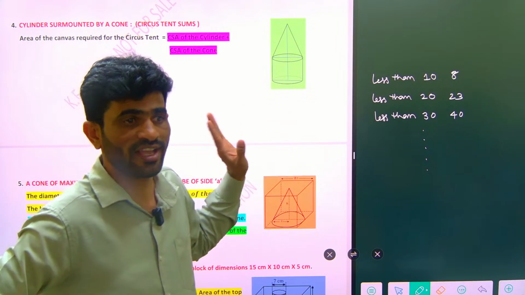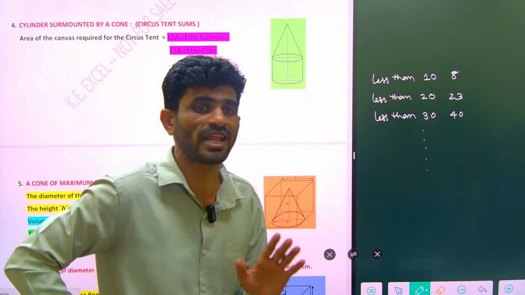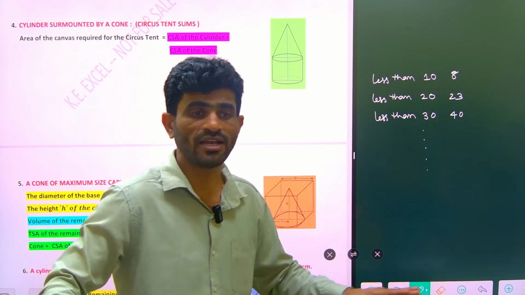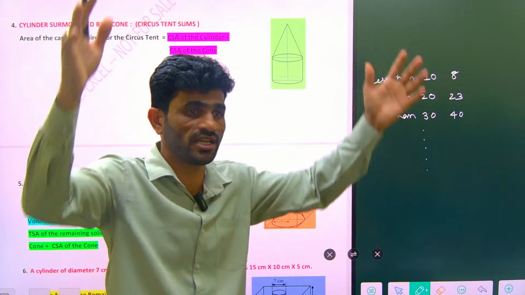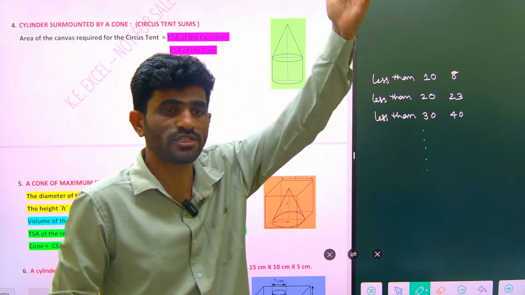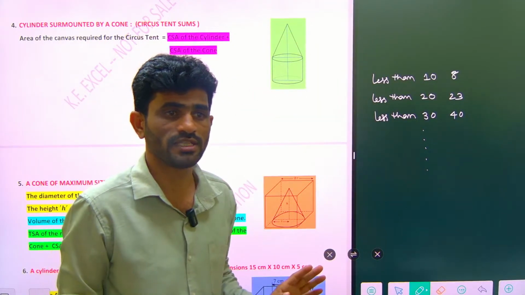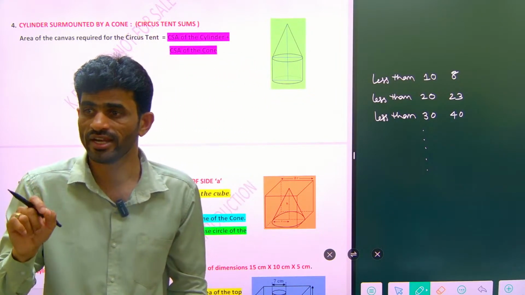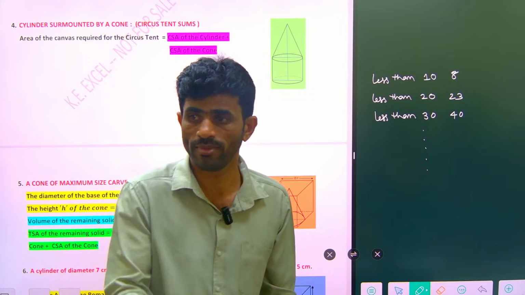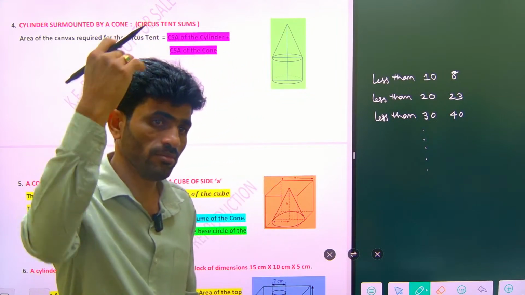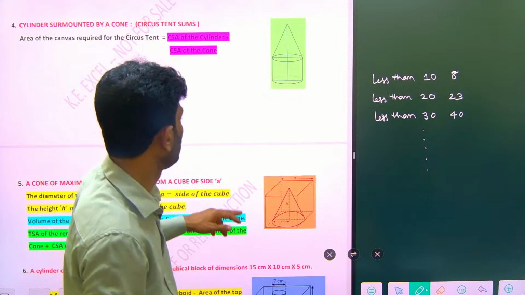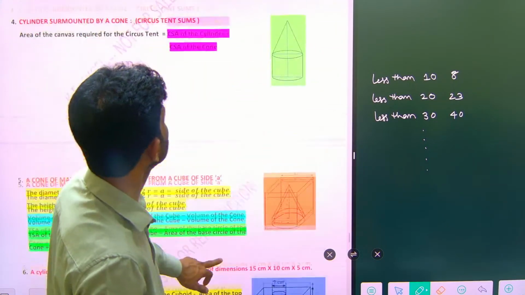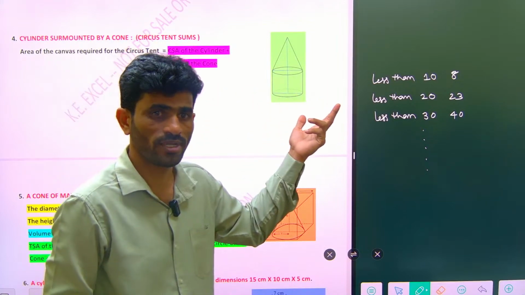If it is a tent, for example, you need to find out the canvas cloth area. Do you have canvas cloth on the base also? Canvas cloth will be there only on the side surfaces, top and side. The top is CSA of cone, the side is cylindrical, CSA of cylinder. Only these two must be added. So you have to see the question carefully whether it is solid or empty. If it is empty, no base will be there. If it is solid, base also will be there. Got it? Right. Now coming to this. Here volume is what? Volume of cone plus volume of cylinder.